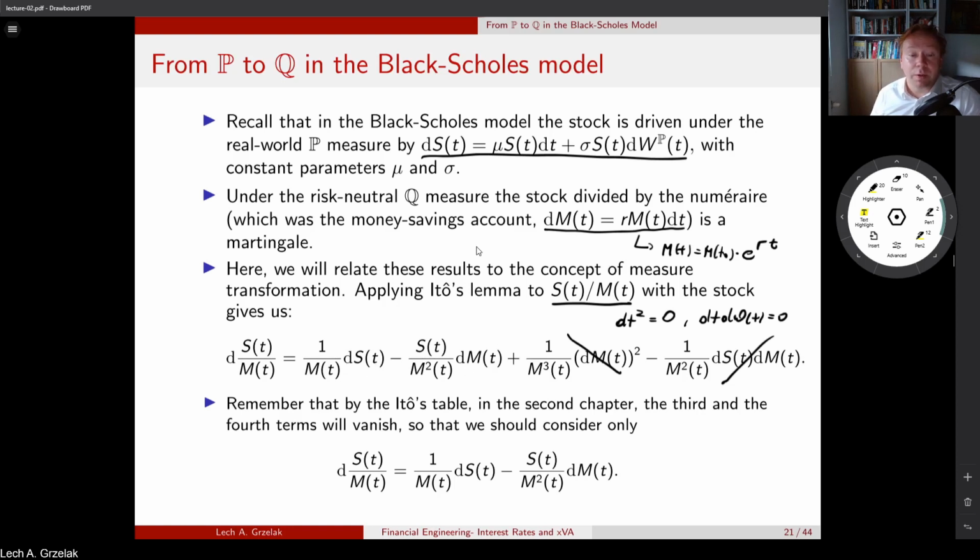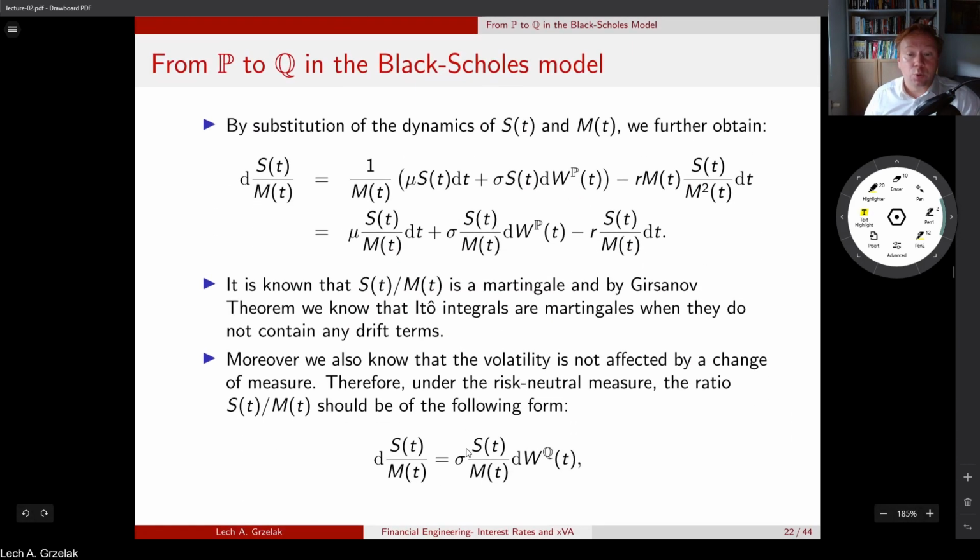So of course now what we have to do is substitute these dynamics here. So we substitute the dynamics for S and the dynamics for M, and then let's see what comes out. Okay, after substitution, we are not talking about measure changes yet, we just directly apply Ito's lemma.